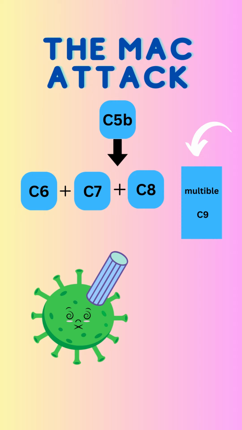This binding promotes the recruitment of additional complement proteins, specifically C8 and multiple units of C9. This molecule forms a tubular structure that spans the lipid bilayer, causing the bacterial cell to lyse.